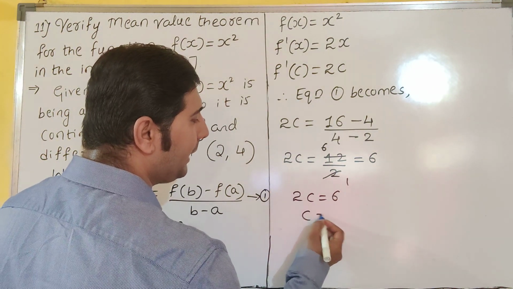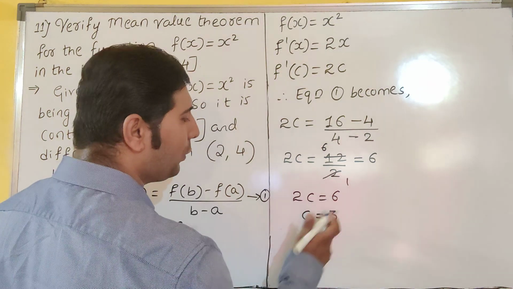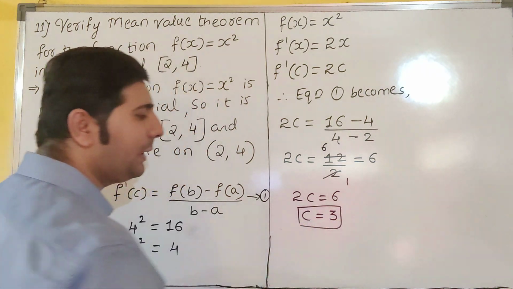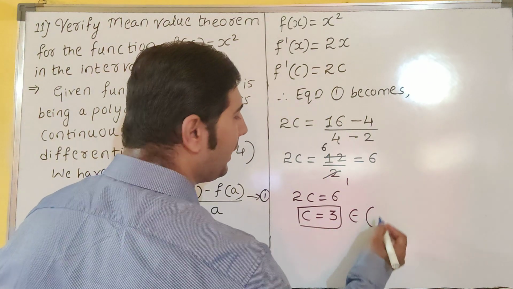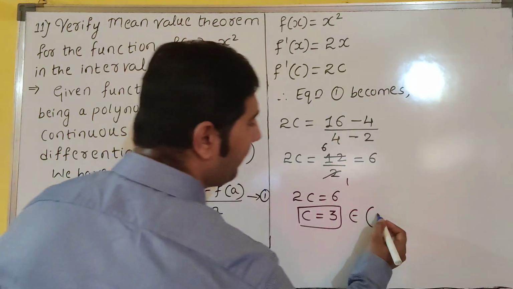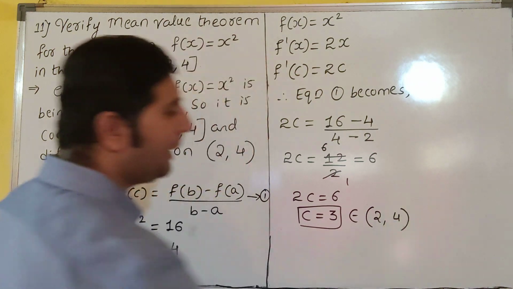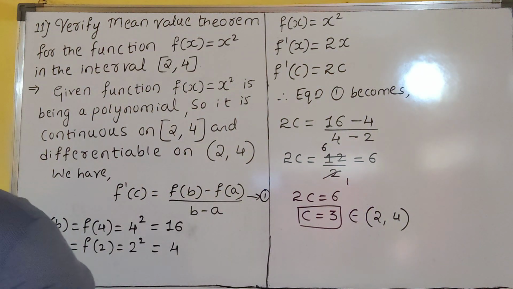6, and c value will become how much? 2 ones are 2, 2 threes are 6. So c value is becoming equal to 3. So c = 3 will come between 2 and 4 or not? So that's why our answer is what? 2 comma 4, dear students.